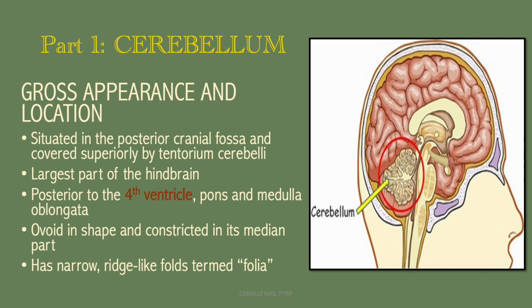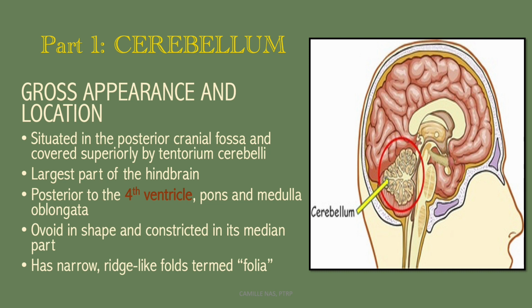It is ovoid in shape and constricted in its median part and it has narrow ridge-like folds termed folia. It's a very distinct feature of your cerebellum, what we call folia. So remember that it has a name and it is called folia. This is again the ridge-like folds, the folds in the cerebellum.